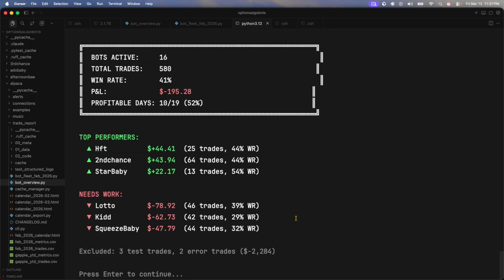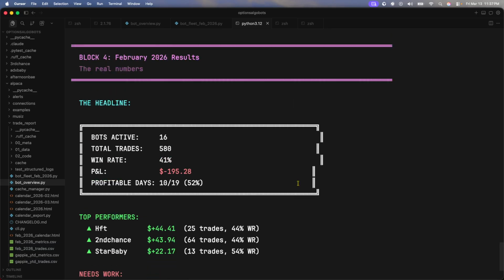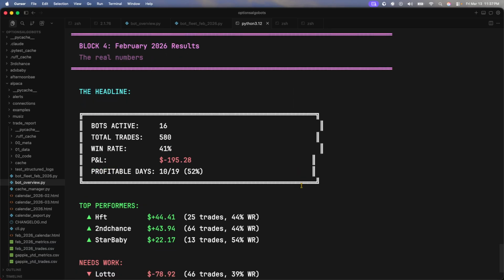Now let's go ahead. What I think y'all are here for is to see our performance, right? So I had 16 bots that were active. Out of those 16 bots, they traded 580 times, right? Out of those 580 trades, we saw a 41% win rate. So we're looking at our total P&L being negative 195, and for profitable days, we had 10 out of 19 tradable days in February.